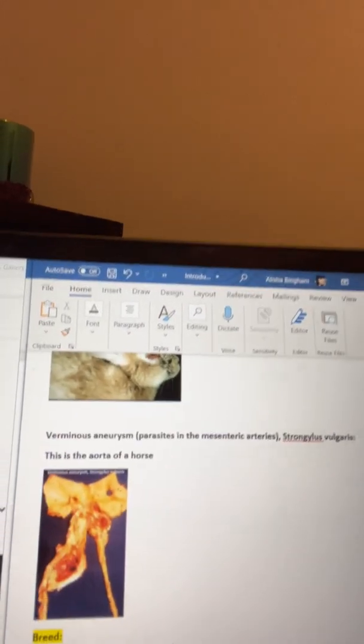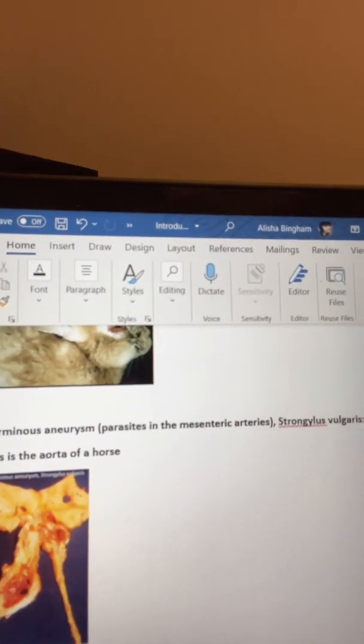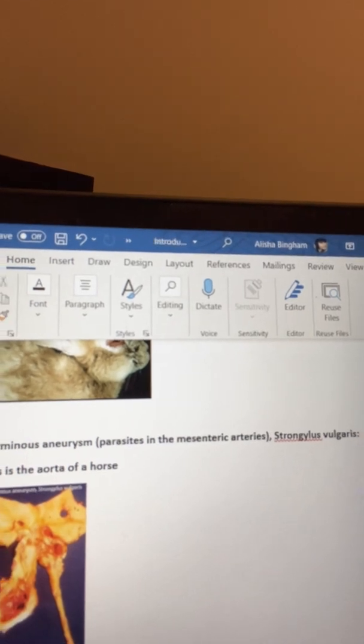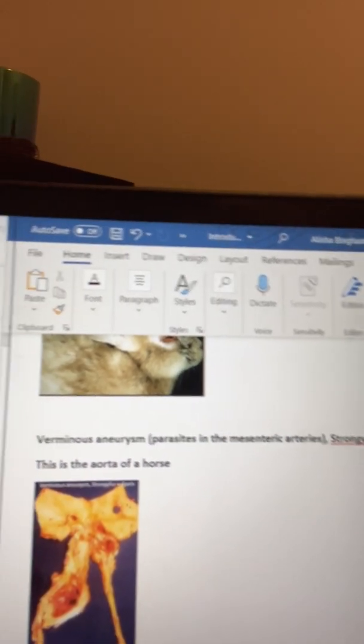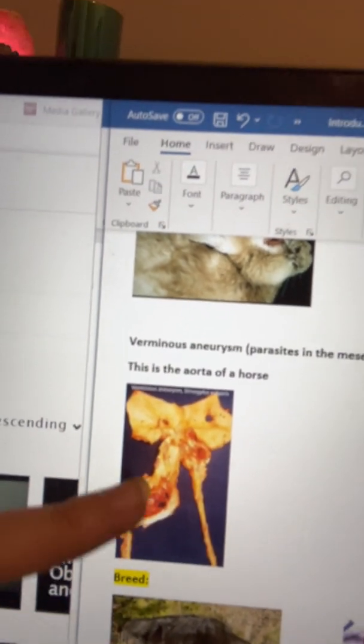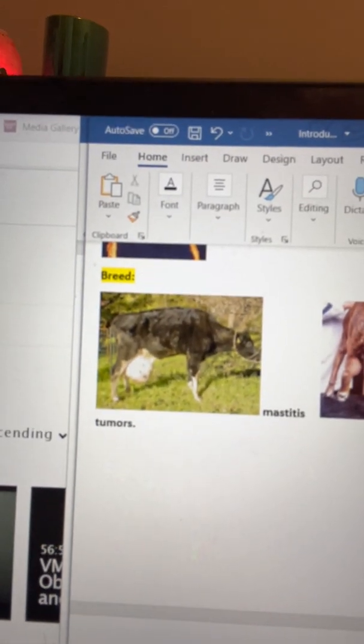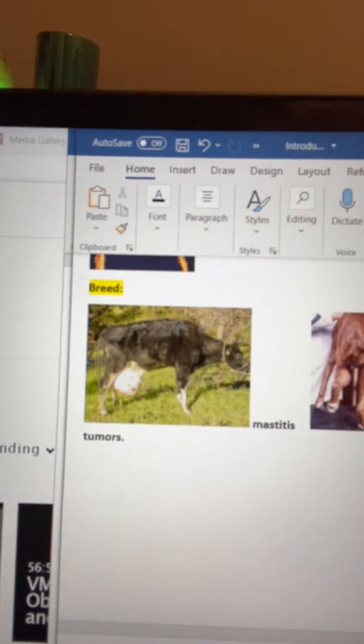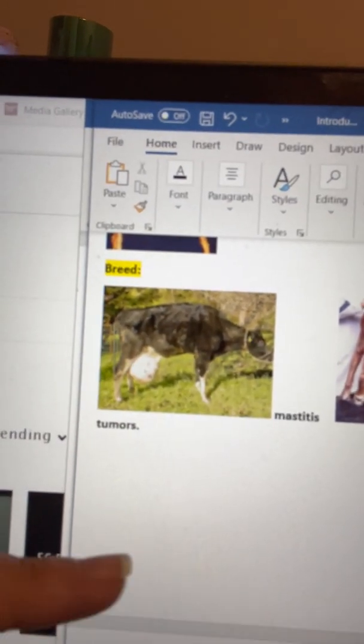And then here we have a verminous aneurysm, so parasites in the mesenteric arteries in a horse. So this is the order of a horse right here. Then breed, so we have mastitis in this cow right here. And then boxers are predisposed to different tumors as examples of breeds, intrinsic factors.